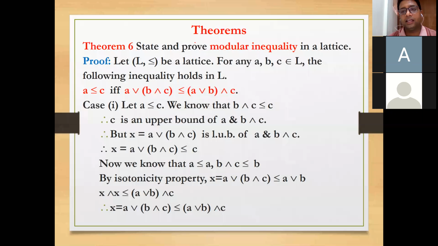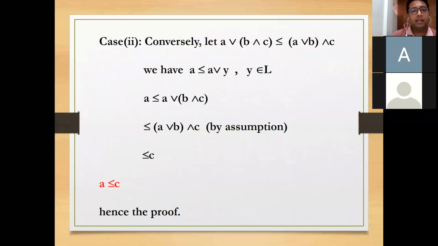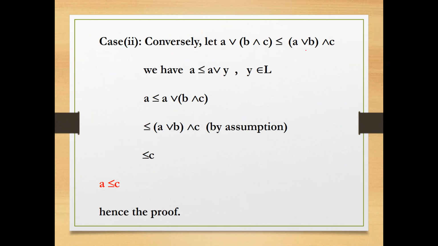Now the converse part. Conversely, let A join B meet C be less than or equal to C. In the converse part we suppose this, and we have to prove A less than or equal to C.